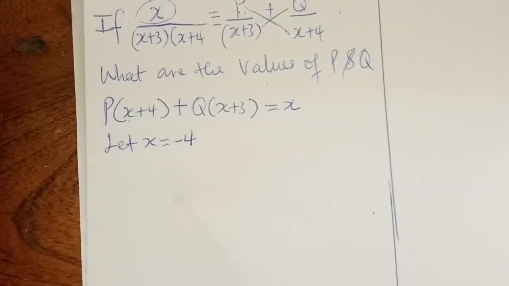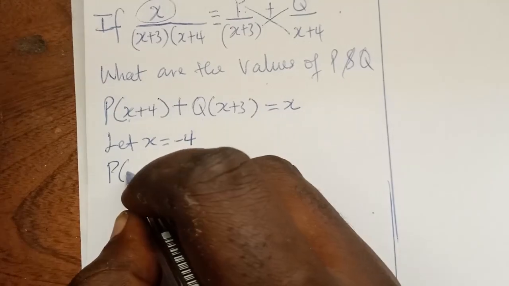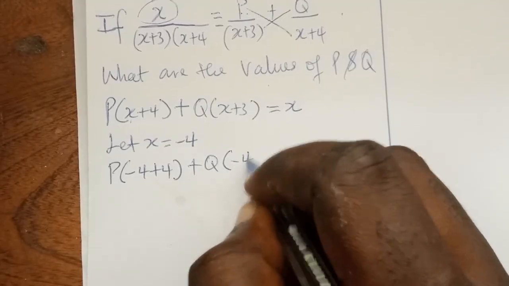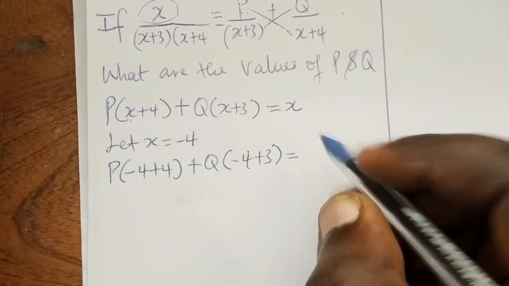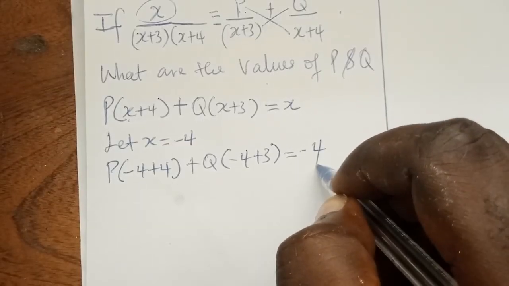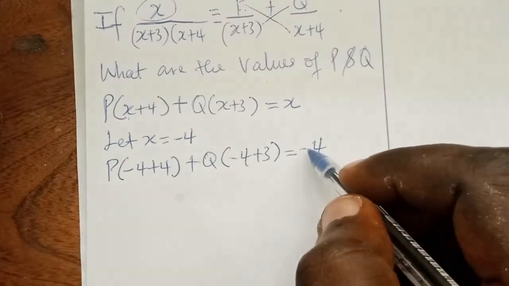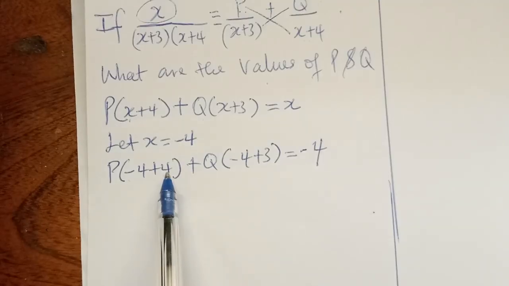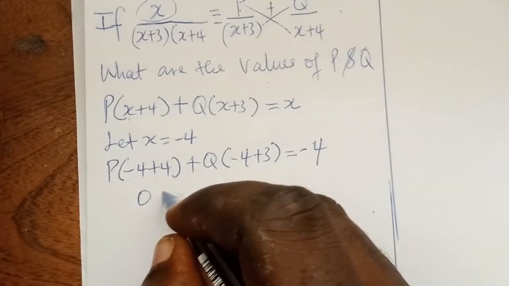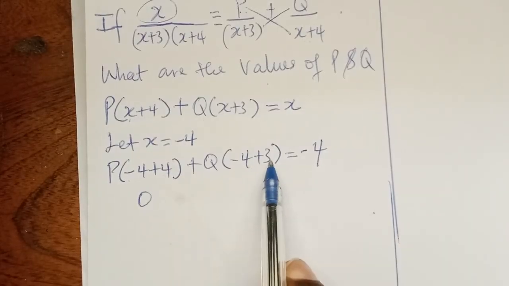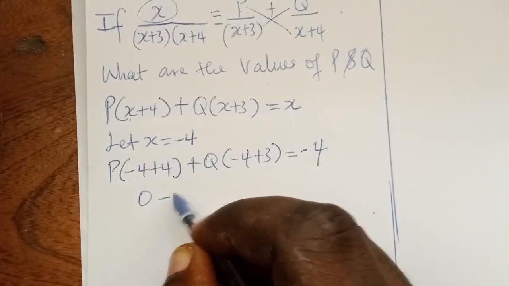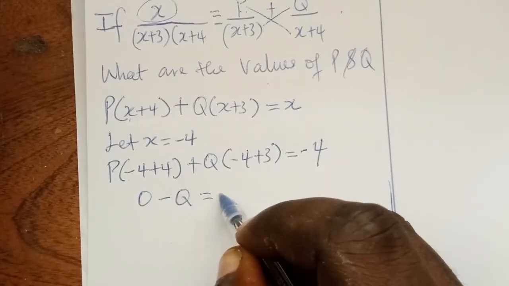If we do that, we are going to have P into (minus 4 plus 4) plus Q into (minus 4 plus 3) will be equal to minus 4, because every x here is minus 4. Now minus 4 plus 4 is going to be 0, and P times 0 will give us 0. Then we have minus 4 plus 3 is minus 1, and minus 1 times Q is going to give us minus Q. So we have 0 minus Q equal to minus 4.